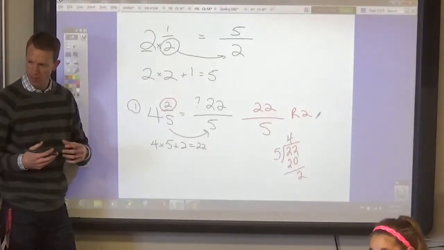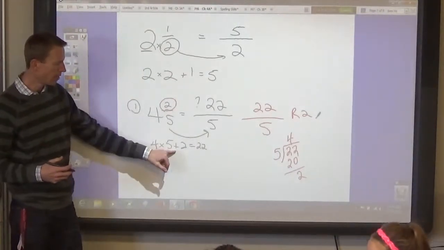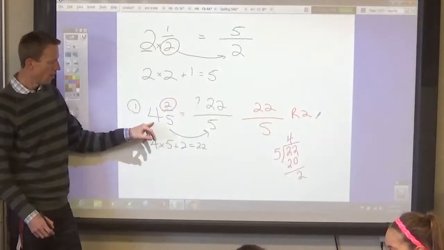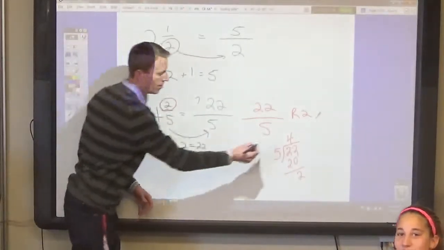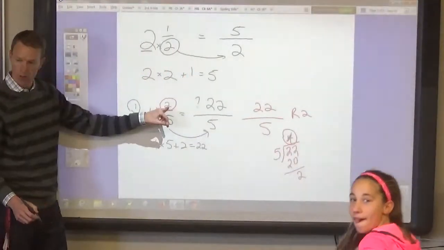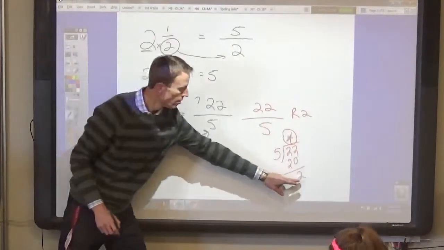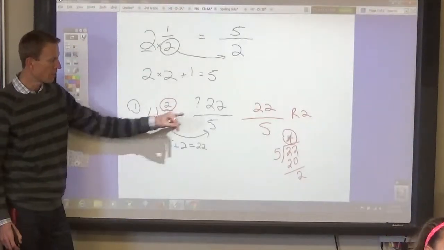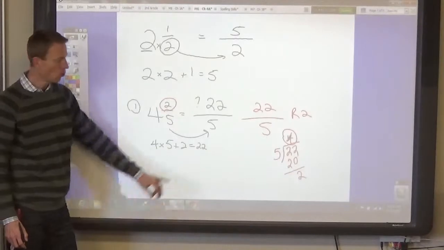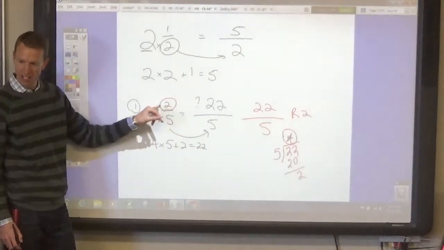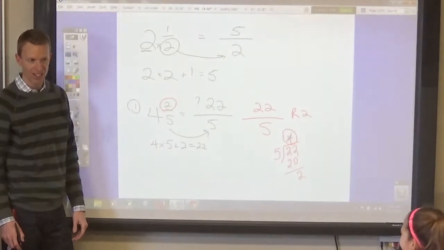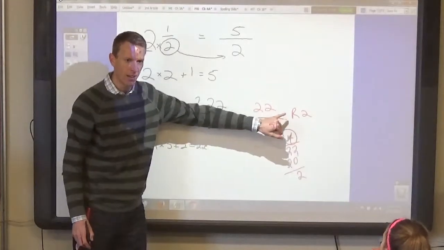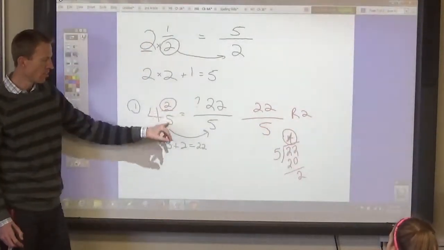So you're working backwards, right? Instead of multiplying to start with, you're going to divide to start with. So 4 and 2/5 equals 22 fifths. And 22 fifths equals 4 wholes and 2/5. Okay? So divide, and then write the remainder as the fraction that's left.